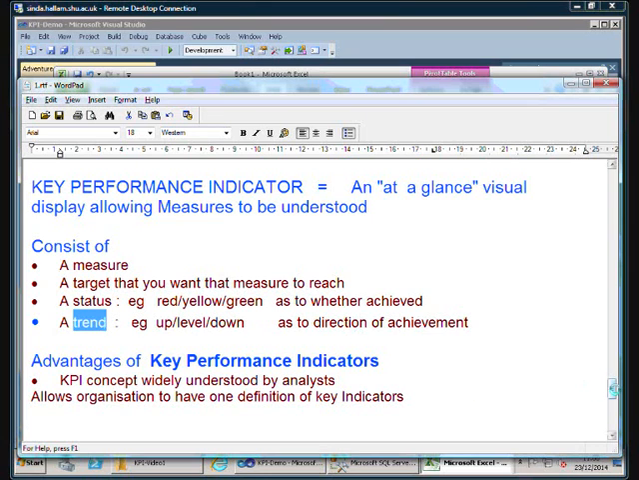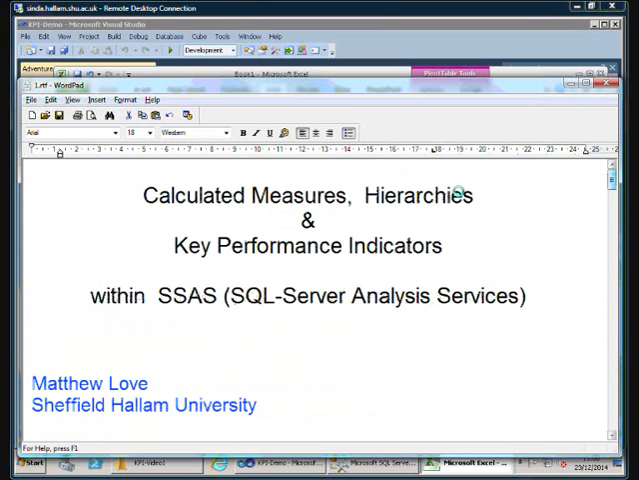So, we hope you've enjoyed this video on calculated measures, key performance indicators, and why hierarchies are so important within the MDX query language to be able to generate the right sort of data.